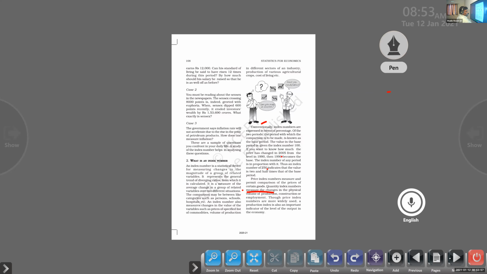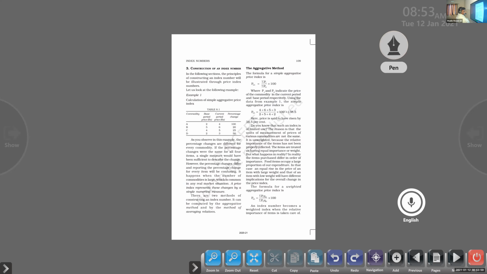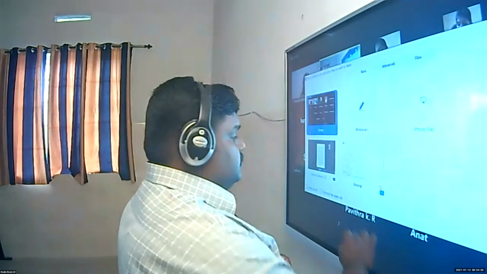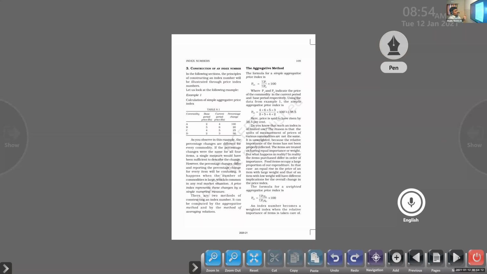Okay, so moving forward. Next page. Construction of an index number. I already told you that index numbers are expressed in percentage, right? In the following section, the principles of constructing an index number will be illustrated through price index numbers. So we are using the price index method to create that index number. Let us look at the following example.